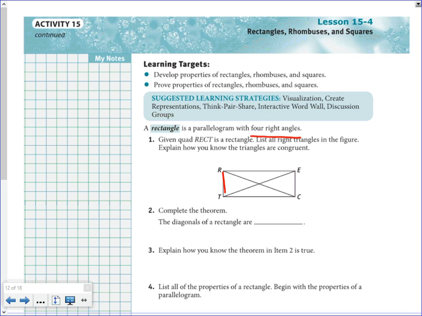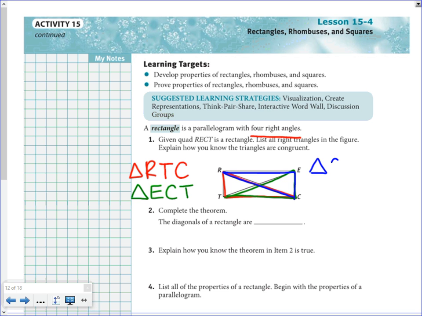So one of them is this triangle right here, triangle RTC. Another one is this triangle here, triangle ECT. Another right triangle is triangle CER. And then the last one is this one right here, which is triangle TRE.